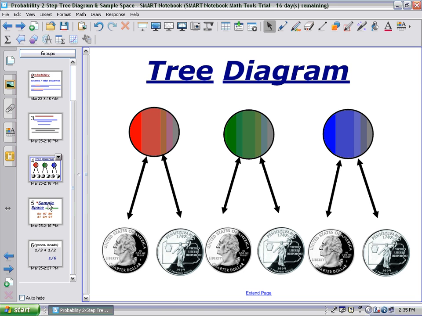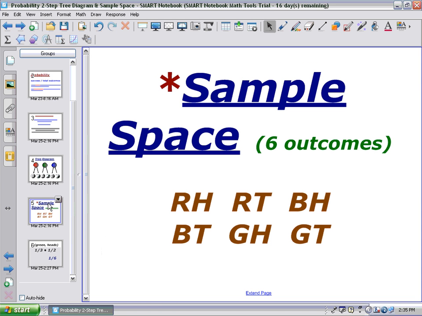If I used my sample space, the same thing would happen. How many times in this situation do I see a G and an H, green and heads? Only once. How many of these terms do I see? That's my total outcomes. That's 6. So again, my fraction would be 1/6.